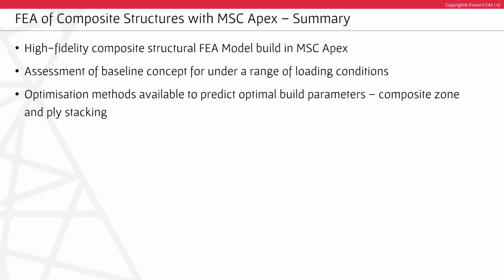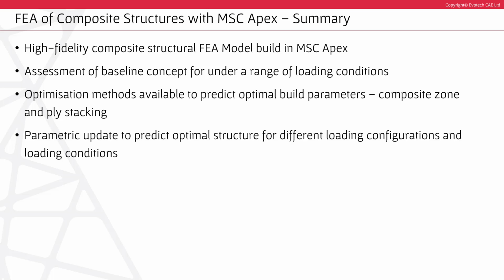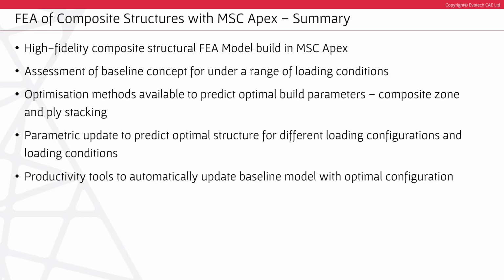We've then moved on to looking at optimization techniques, which allow us to predict optimal build parameters, and again focus specifically on composite zone and ply stacking for this type of structure. We've also got the means of looking at parametric updates to predict the optimal structure under different conditions. So it's very easy to update the optimization model to see the influence of loading and material changes. We've also got productivity tools in the Apex environment, again generally focused on the Python API, which allow us to update the baseline model with our optimal configurations very quickly and easily.